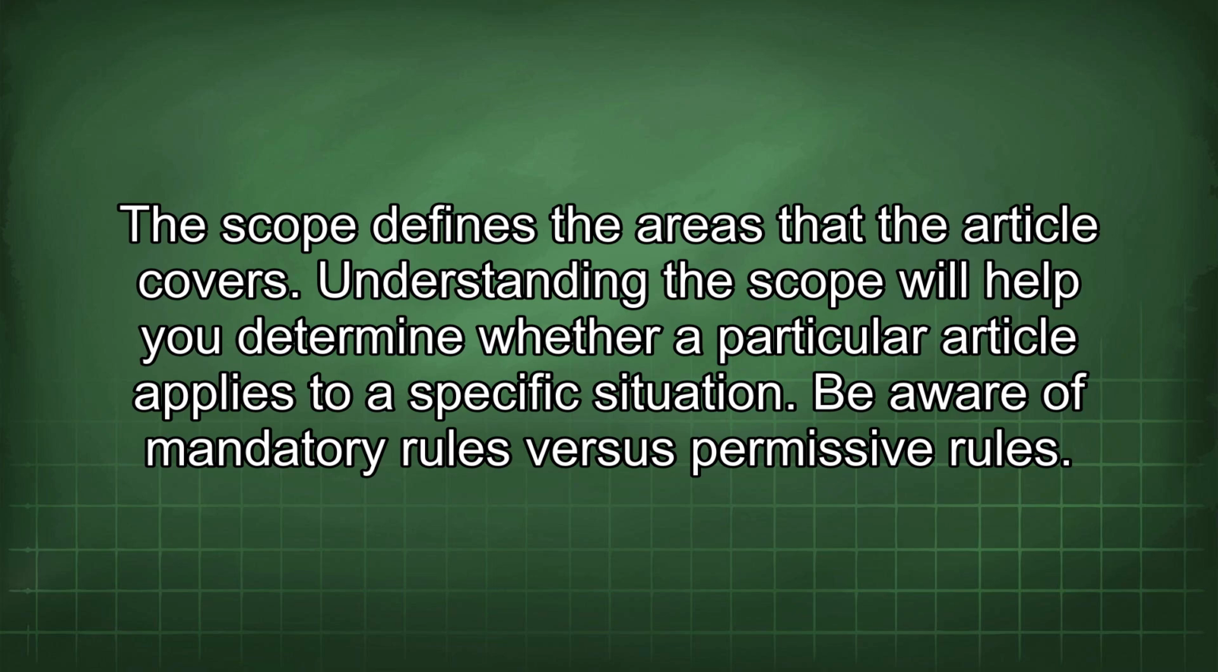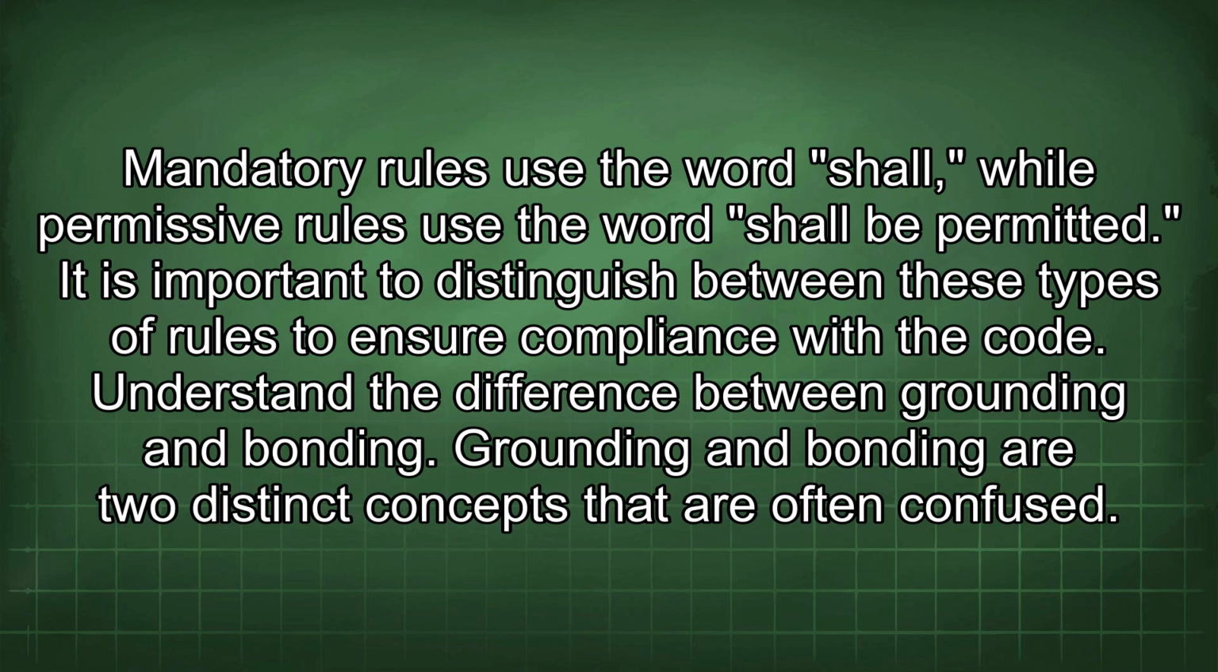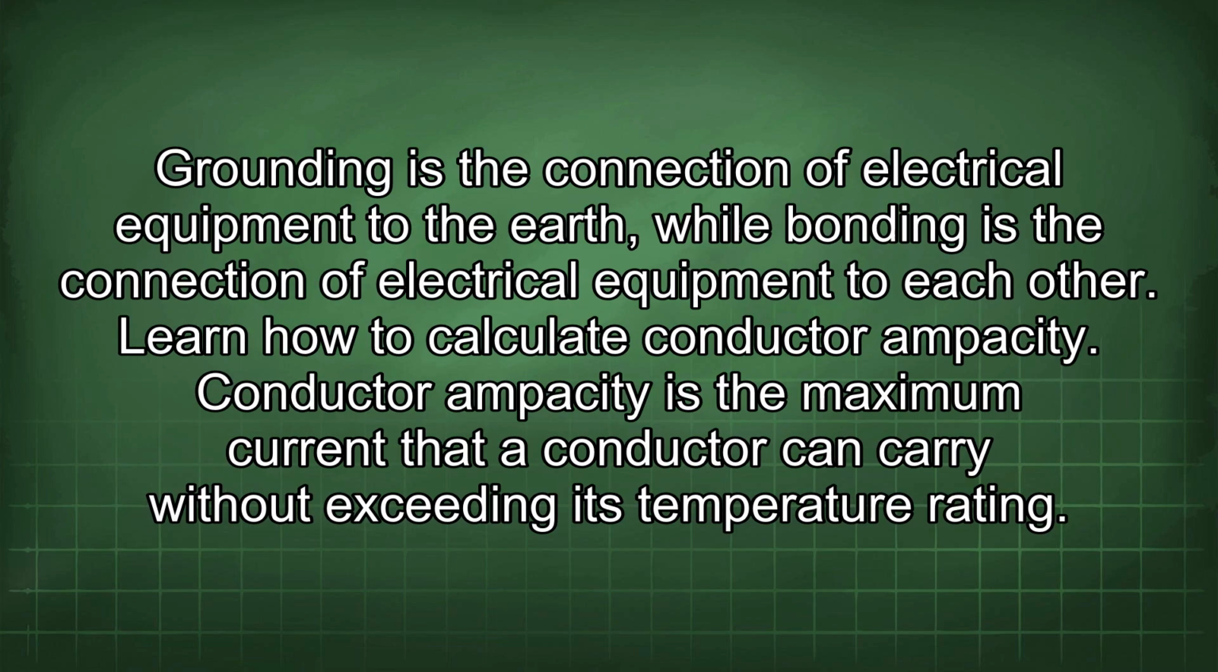Be aware of mandatory rules versus permissive rules. Mandatory rules use the word shall, while permissive rules use the words shall be permitted. It is important to distinguish between these types of rules to ensure compliance with the code. Understand the difference between grounding and bonding. Grounding and bonding are two distinct concepts that are often confused. Grounding is the connection of electrical equipment to the earth, while bonding is the connection of electrical equipment to each other.